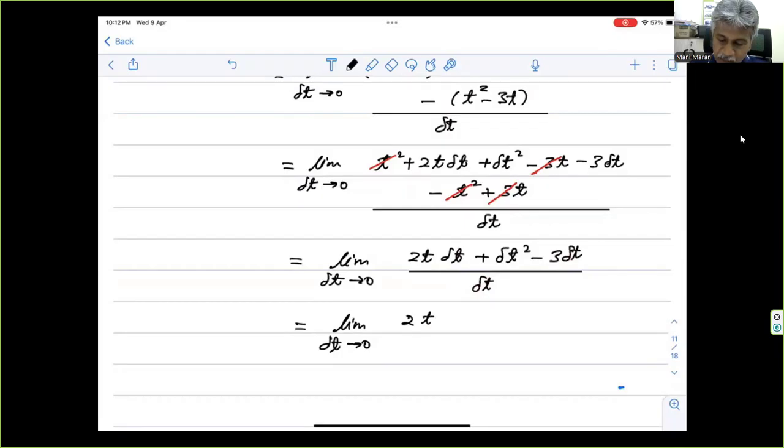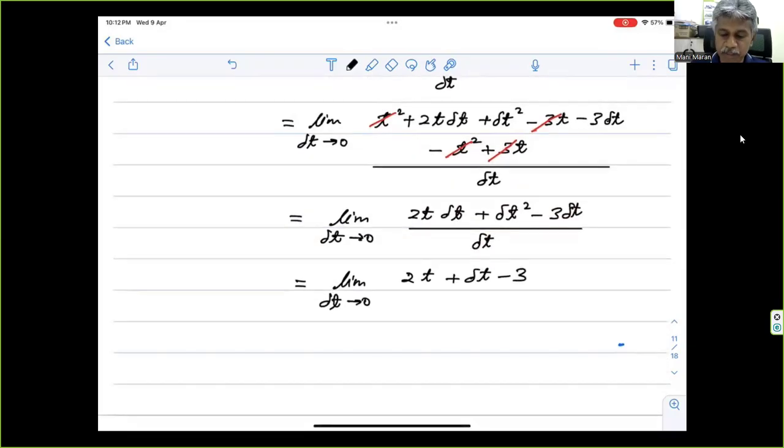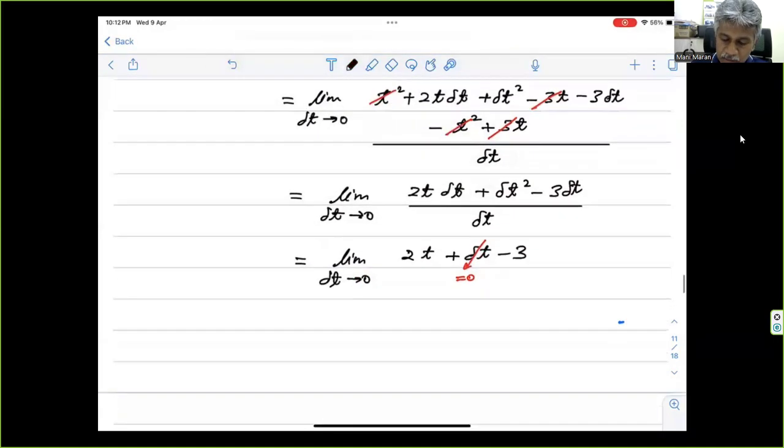2t in front there, and then you got delta t, and then you got minus 3. Okay, so the next line, we're going to substitute delta t 0. Why? Because here delta t approaches 0. So when you simplify, you're going to get 2t minus 3.